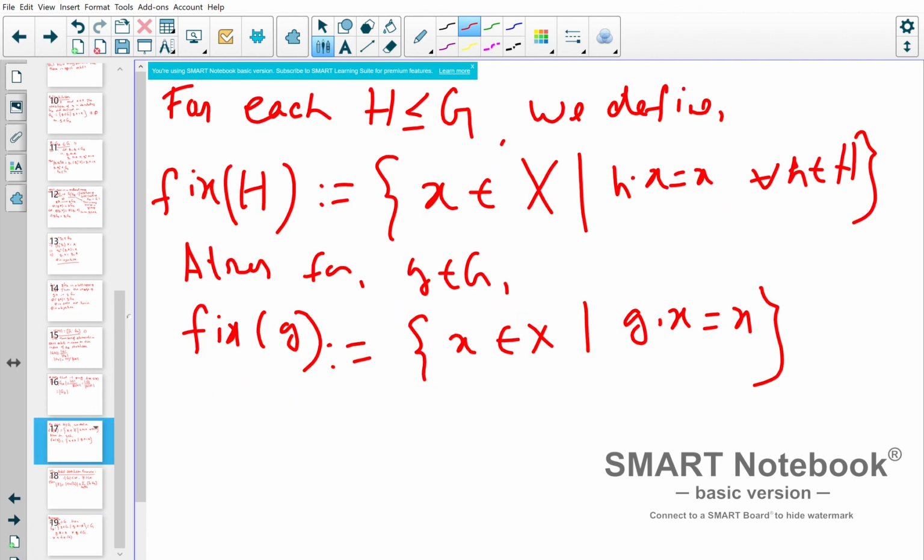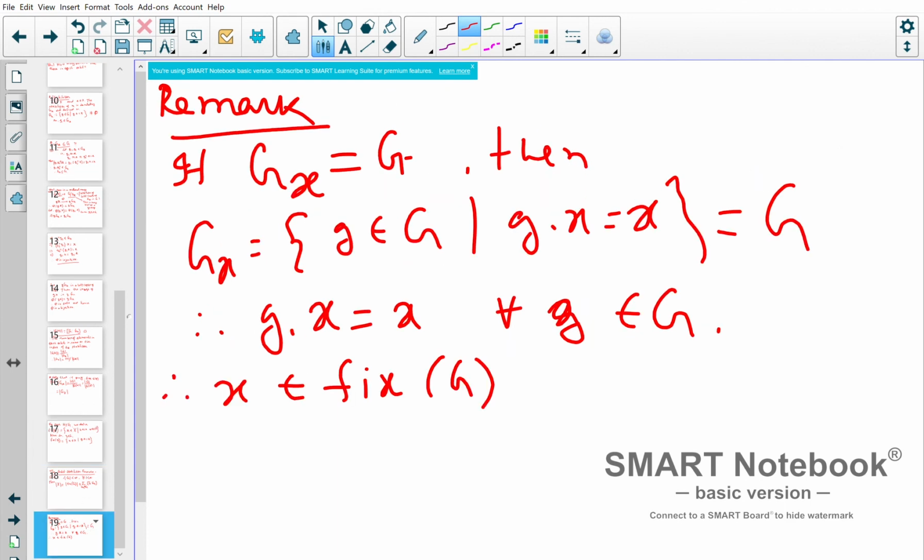The fixed set of H is all the x such that h dot x equals x for every h belonging to H, right? So if the stabilizer of any element becomes the full group, then that element belongs to this nice set, the fixed set of G. Okay, fixed set of G. Clear? So what does that mean?